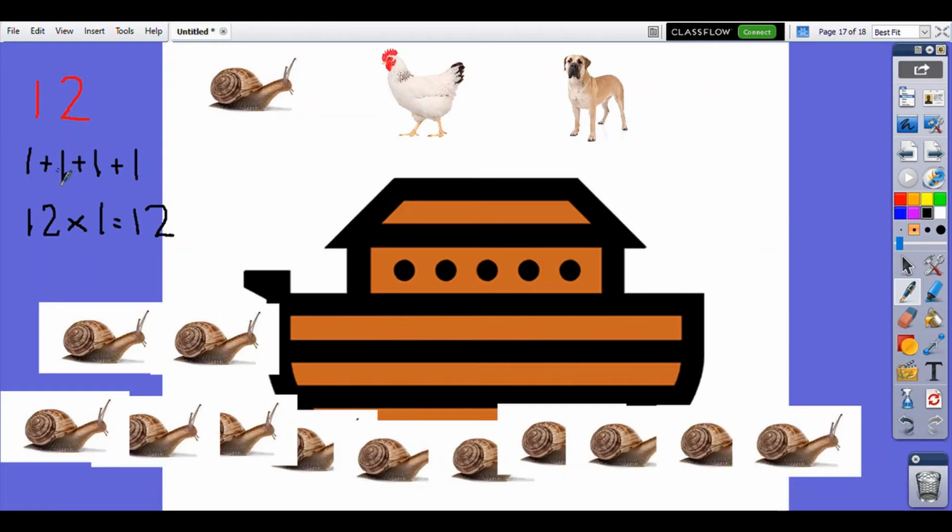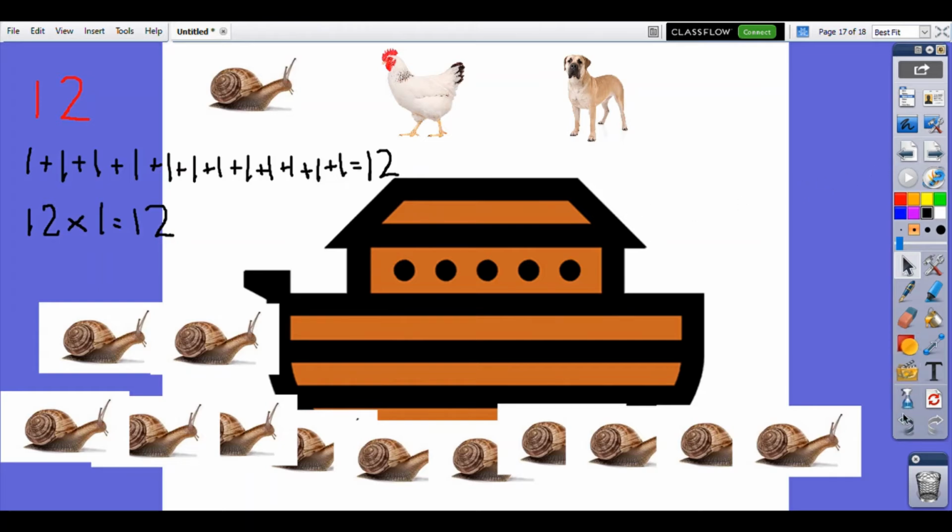So you've got 1, 2, 3, 4, 5, 6, 7, 8, 9, 10, 11, 12 snails altogether. It's the same answer, and we've worked it out a similar way, but you can write it in 2 different number sentences. That might be a bonus challenge for year 1s.